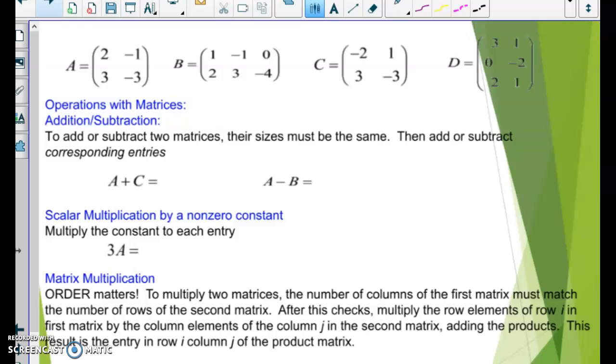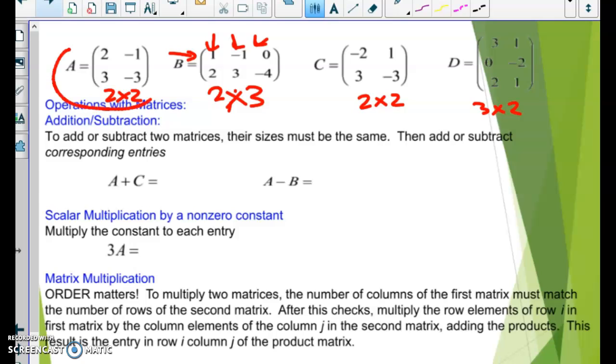So let's look at the size of some of these matrices. This one is a 2 by 2. This one has 2 rows, 3 columns. So 2 rows by 3 columns. And this one is, of course, 2 by 2 again, and this one is 3 by 2. To be able to do matrix operations, we know that we're going to have the same size.